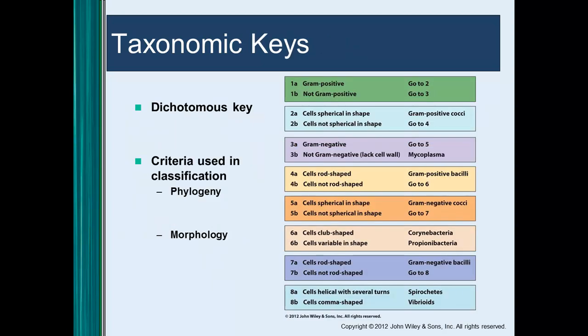Now, biologists often use taxonomic keys to help them identify organisms according to their characteristics. The most common key is known as the dichotomous key, which has paired statements describing characteristics of an organism. Here you can see an example from Figures 9.3 and 9.4 of your textbook that shows you a dichotomous key for bacteria.